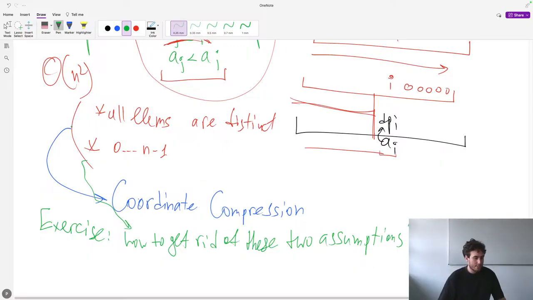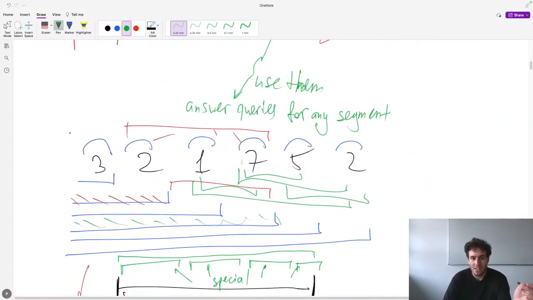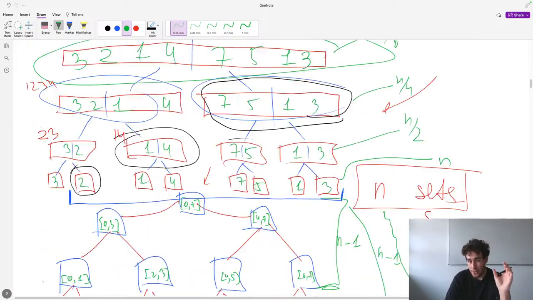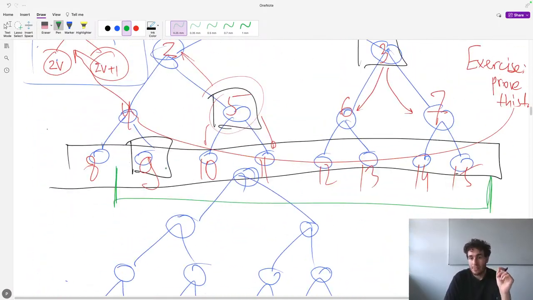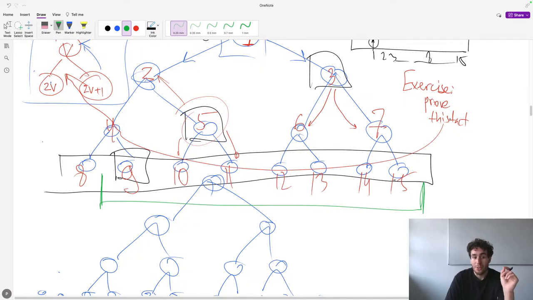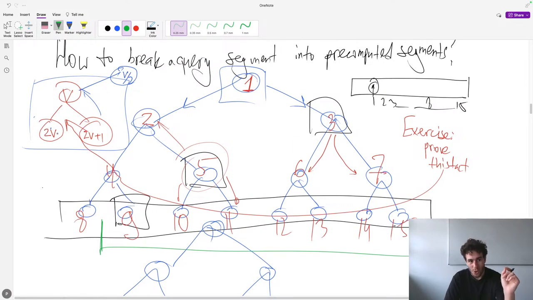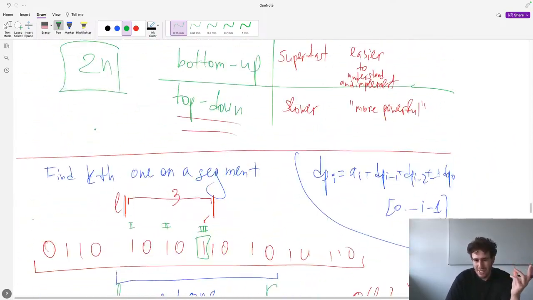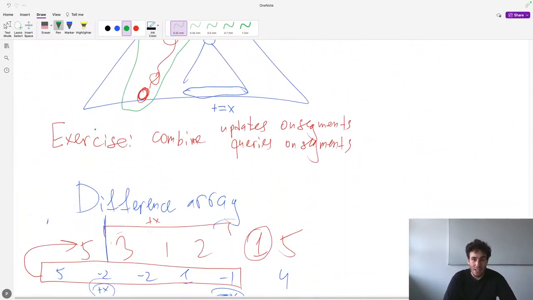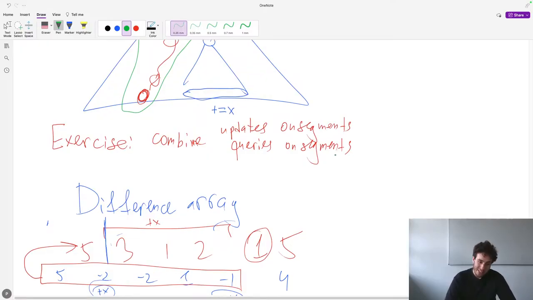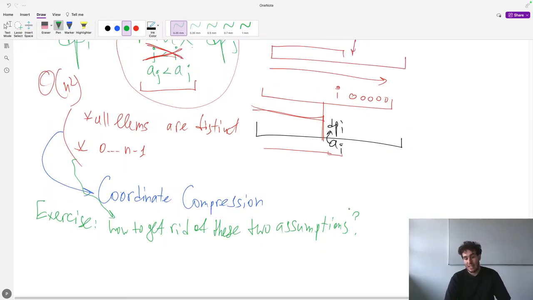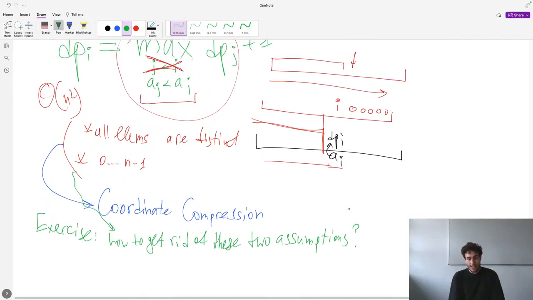We have some exercises. One of the exercises was, what is the smallest number of segments you need to cover any query segment with 2 segments or 3 segments? That's the first exercise. The second exercise is proving that each vertex always has children 2v and 2v plus 1. What else? There was an exercise of thinking about how to combine these two things to have updates on segments and queries on segments. Finally, I have an exercise for you on how to get rid of these two assumptions in this LIS. This is it.